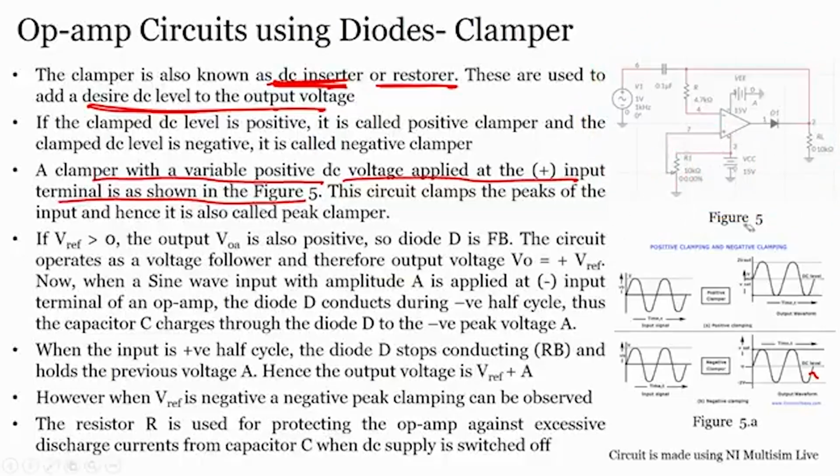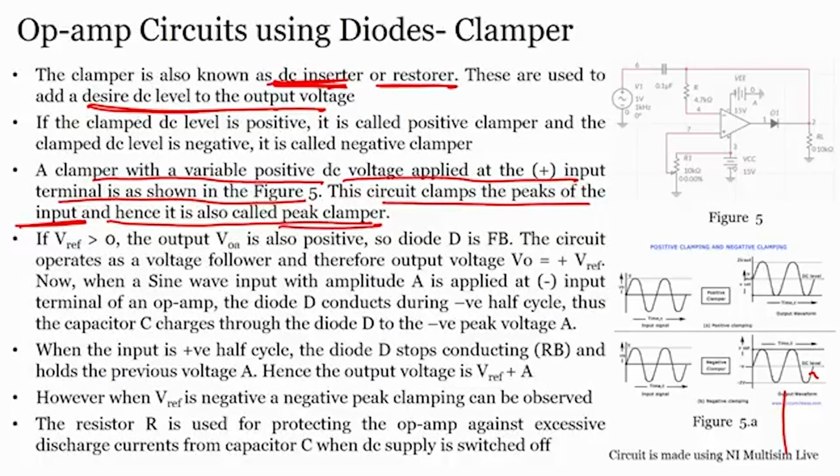Now, the circuit clamps the peaks of the input, and this is also called the peak clamper. It will clamp the peak of the input, and that is why it is also called a peak clamper. So, how will it operate, how will it work? Let us see.